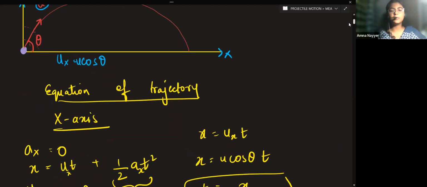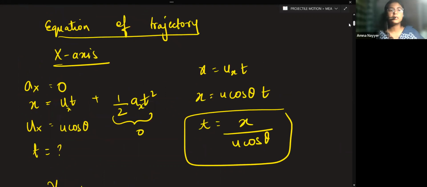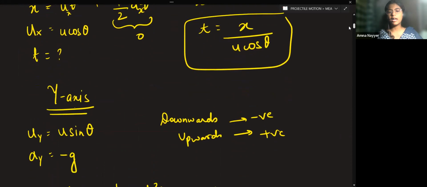So we had started with angular projection in the last class. Equation of trajectory we have done. For x-axis and y-axis, you have to separate everything. For example, if you are solving the question for velocity or the range of motion or anything, you have to solve it separately for the x-axis as well as the y-axis.